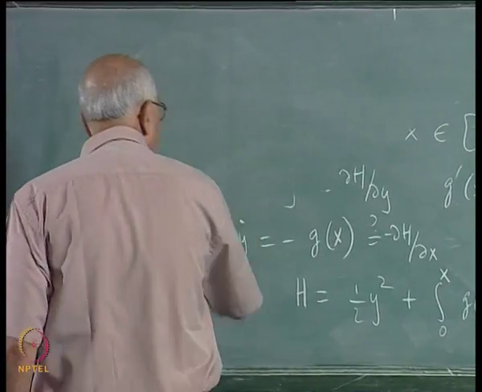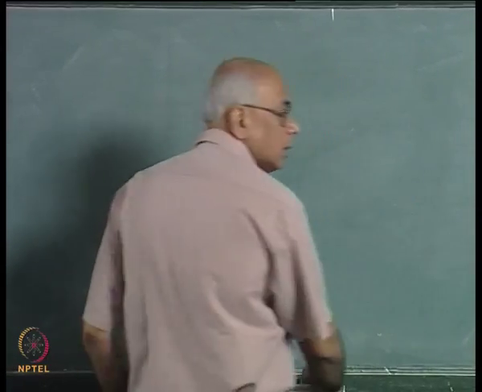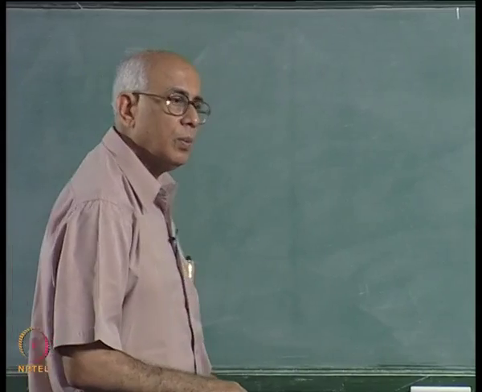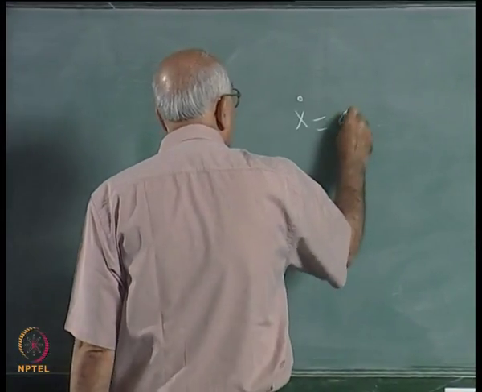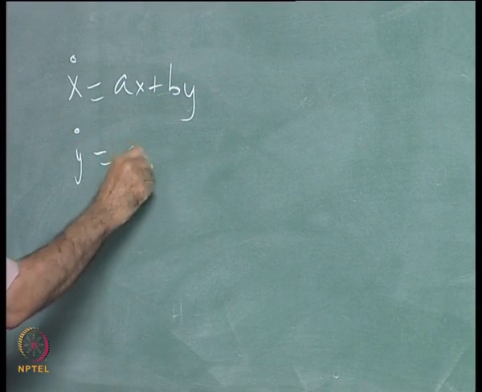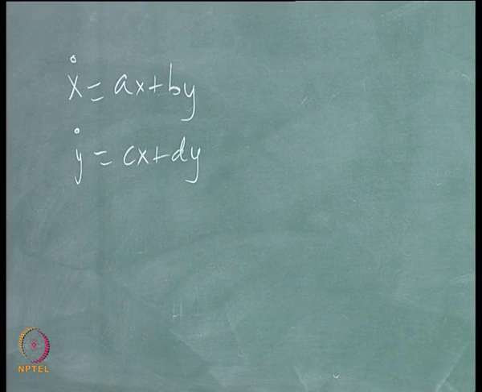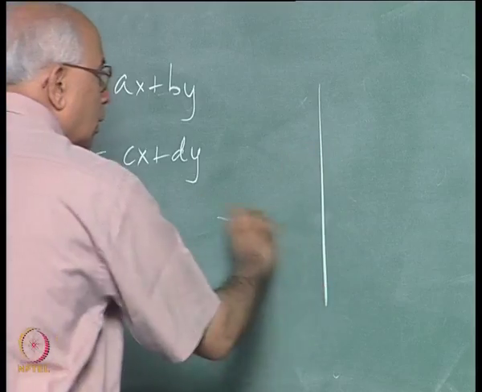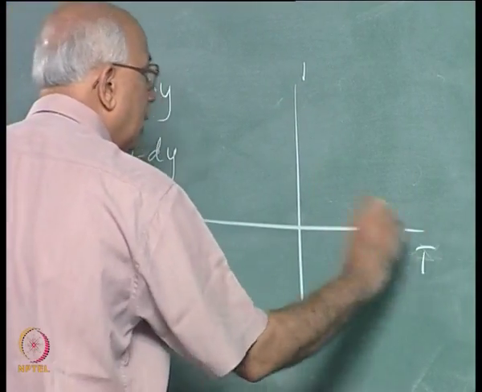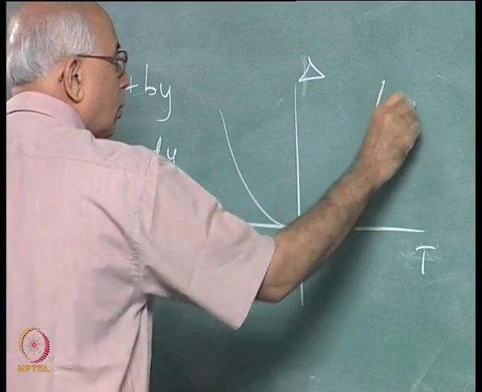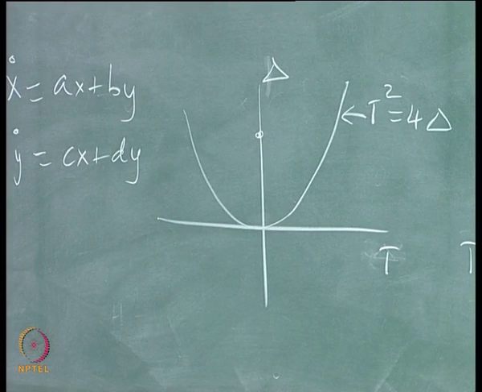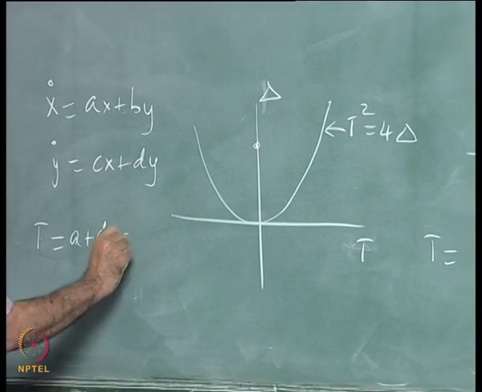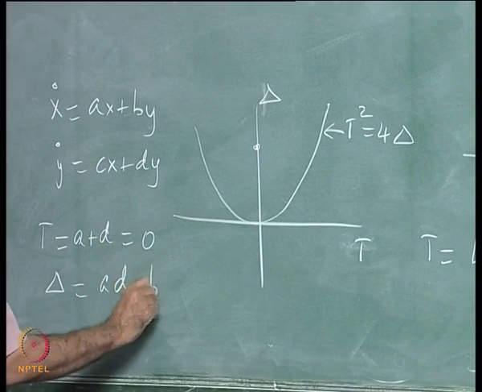What is the necessary and sufficient condition for a linearized two-dimensional system to have a center at the origin? What would be the necessary and sufficient condition for a system of the form x dot is ax plus by, y dot is cx plus dy, for the origin to be a center? Exactly. If you recall what we did in the T delta plane, we had this parabola T squared equal to 4 delta, and centers lay here at this point. So we need to have T equal to A plus D equal to 0 and delta equal to AD minus BC to be greater than 0.